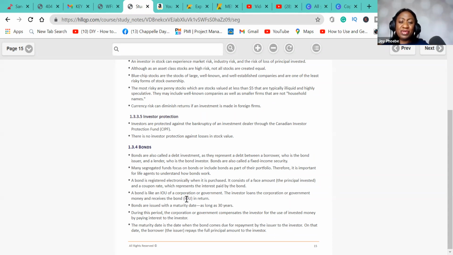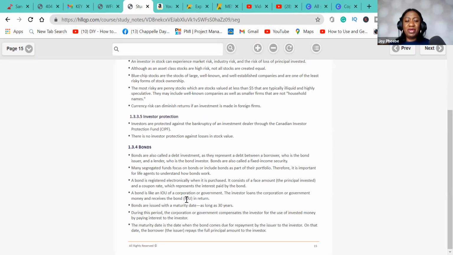All right. Bonds are also called a fixed income security. Many segregated funds focus on bonds or include bonds as part of their portfolio. Even segregated funds, like we learned yesterday, invest in different holdings, and one of the holdings that segregated funds can invest in is bonds as well. So when we talk about bonds, there is a different hierarchy of risk. Okay, some bonds are riskier than others.